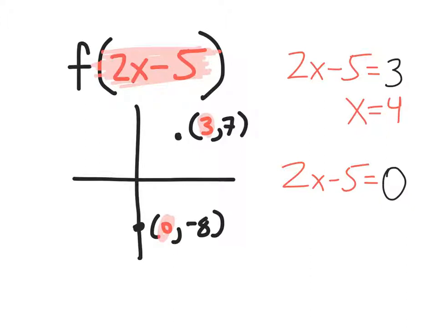And same thing, 2x minus 5 equals 0. Just add 5, divide by 2. I get x equals 5 halves, or 2.5. And that's where my point was before as well.